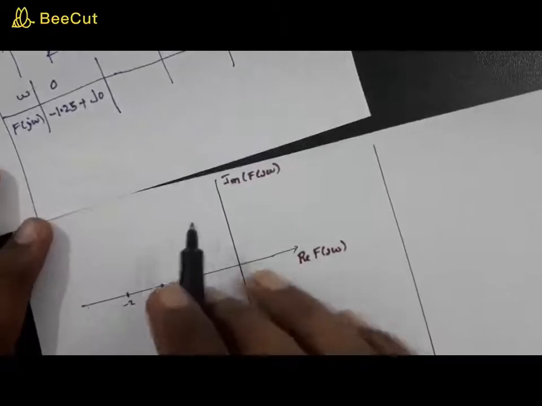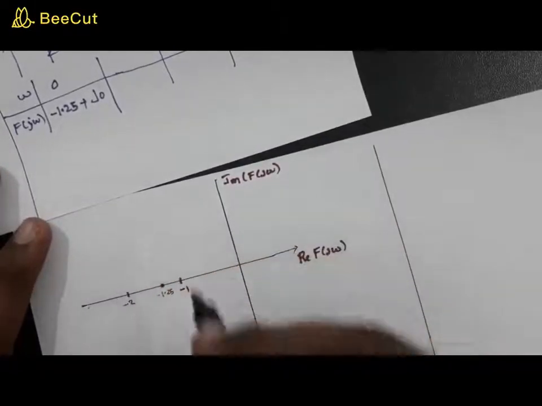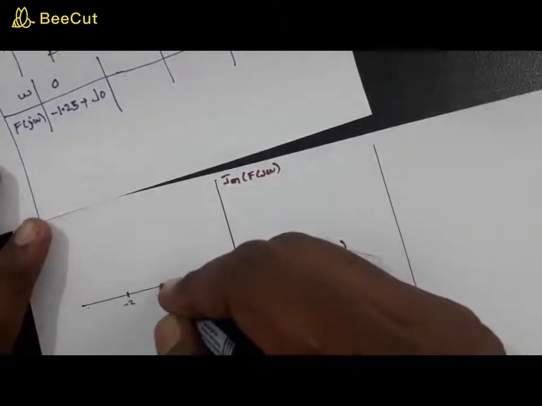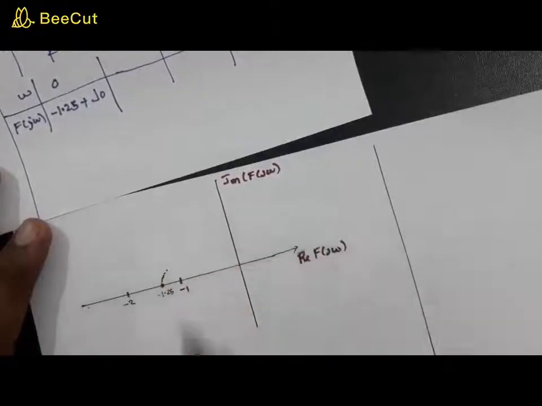So we know that as omega increases, this point starts to grow in the second quadrant. Am I right? So this is first, second, third and fourth. So definitely it will be going in this way. It will start like this.